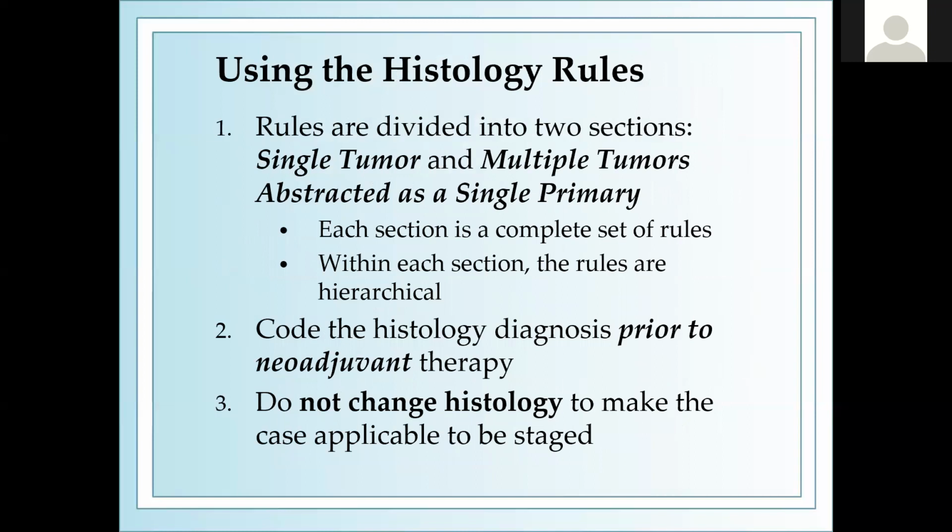Now onto the histology rules. All right, so when we use the histology rules, we need to pay close attention to the two sections: single tumor and multiple tumor abstracted as a single primary. Some site modules might have more than two sections, but we'll get to that in a bit. I have an example of that.